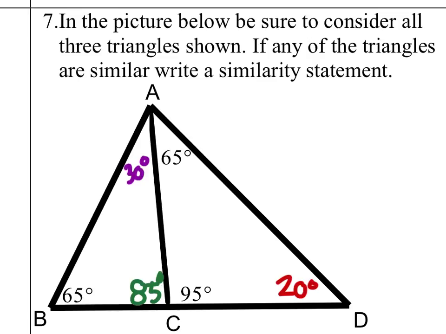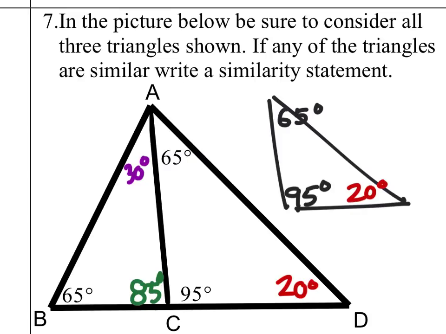Now on the surface you're going to say that there's not any two triangles that are similar, but there is. Let's look first at this triangle here. This one we've got 20, 65, 95. And there we have that one. But there's another triangle that does have the same measurements. Let's go and take a look at that one. And there it is.